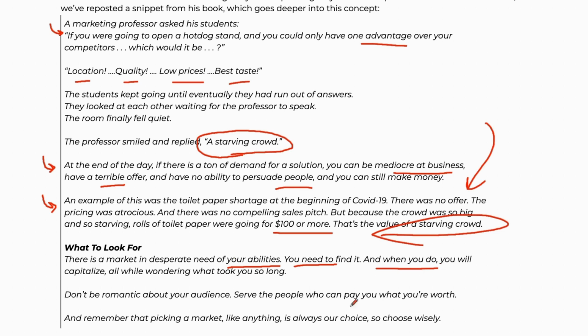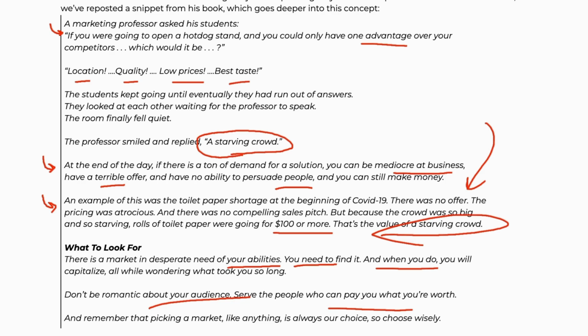However, the big thing here is that you don't want to romanticize about your audience. You want to serve the people that are able and capable to pay for your services and what you are worth based on the value that you are providing. Okay, and so you just want to remember that picking a market, just like everything else in life, is our choice. And so you have the opportunity, you have the privilege to be able to actually pick what market you want to go after. And that's exactly what we're talking about inside of this entire section.